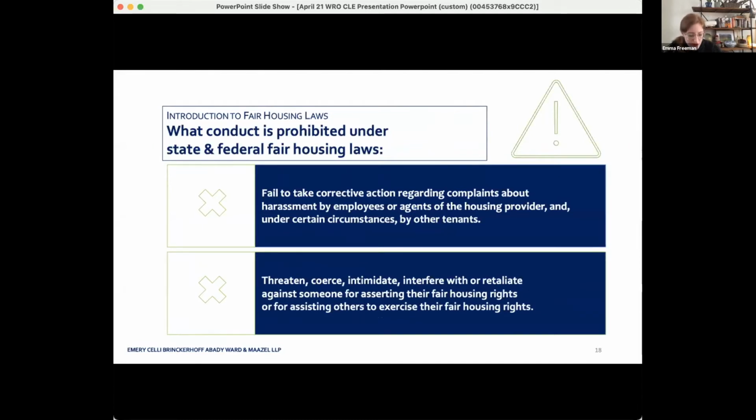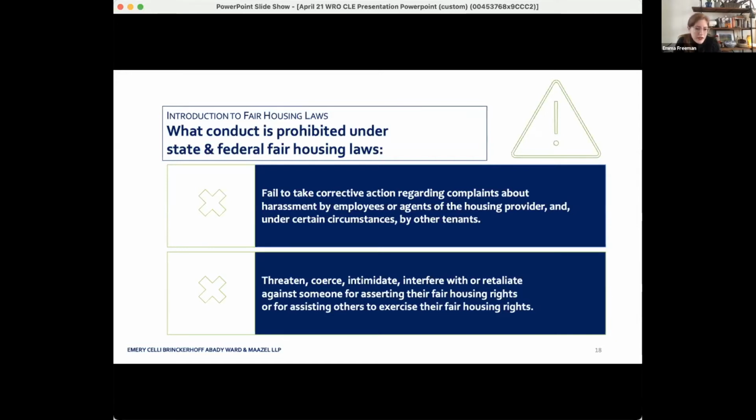This slide is interesting because it brings up a recent Second Circuit decision that I'll discuss a little bit right now, and I'm also happy to field questions about at the end of our panel. It is unlawful for a housing provider to fail to take corrective action regarding complaints of harassment by employees or agents of that provider. That's pretty straightforward: if you manage a housing entity, you and your agents and your employees can't discriminate against your tenants on the basis of any of the characteristics we've discussed. But under certain circumstances, there is also the possibility of landlord liability for tenant-on-tenant harassment or discrimination.